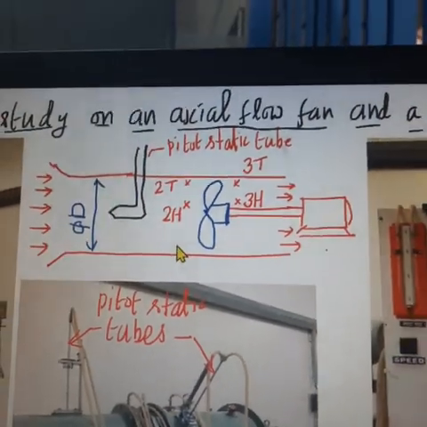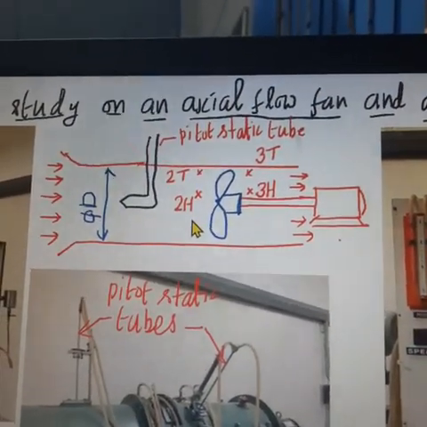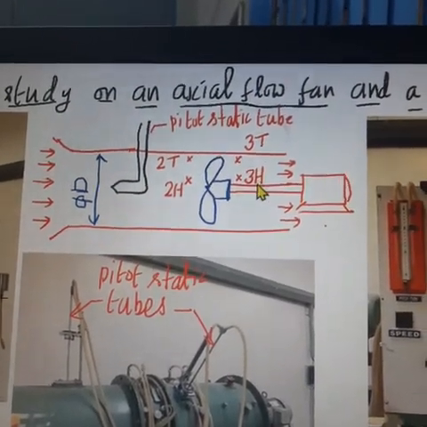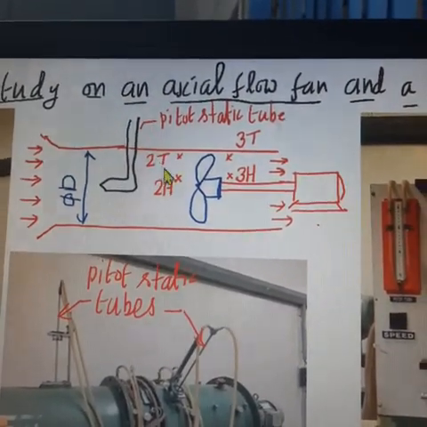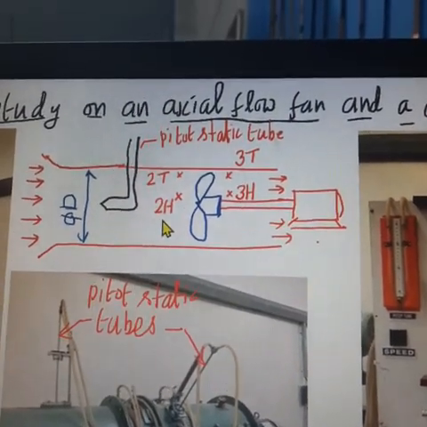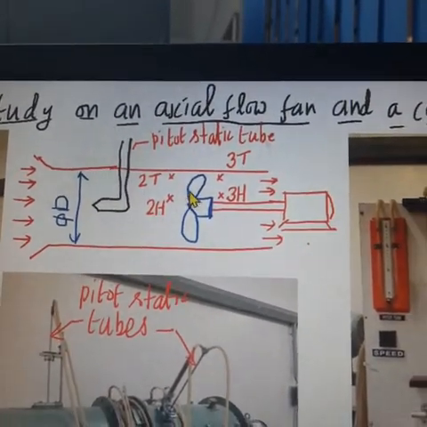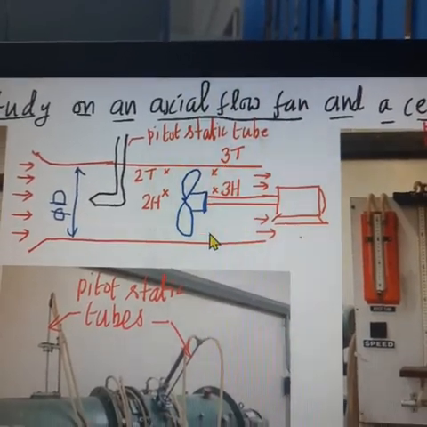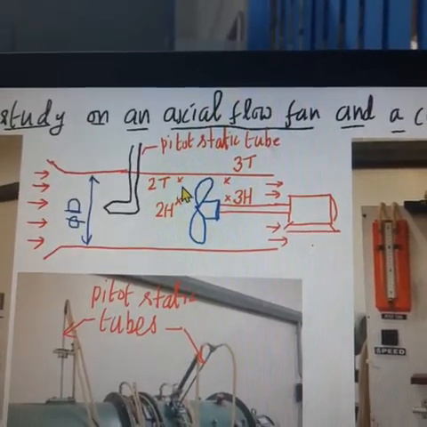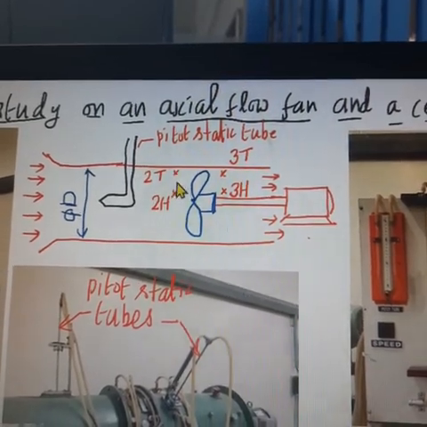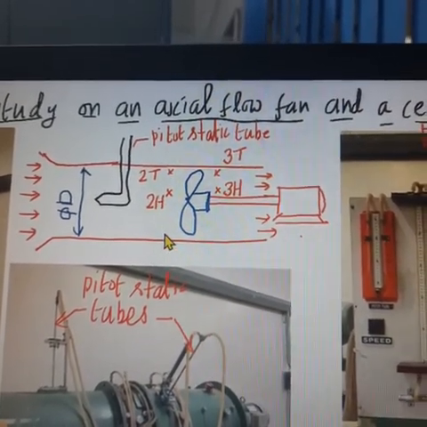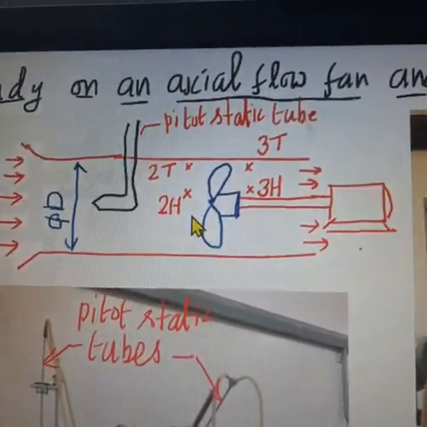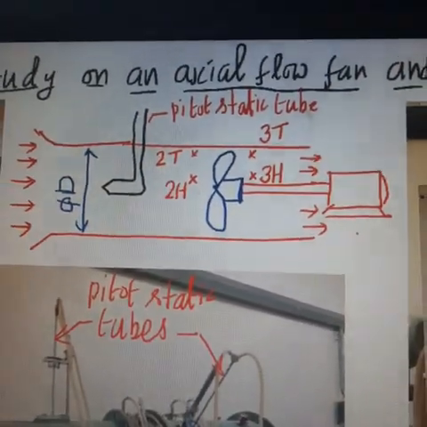The pressure of air we have to measure before the fan and after the fan. So section 2, or stage 2, is the stage before the fan, and stage 3 is the stage after the fan. The pressure of air is not constant across stage 2. It varies from tip to hub. So we have to find the average of the pressure at stage 2.